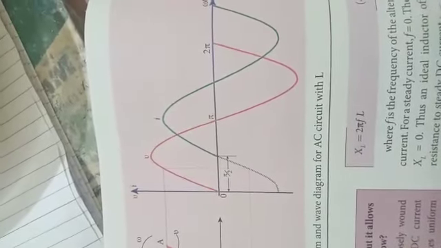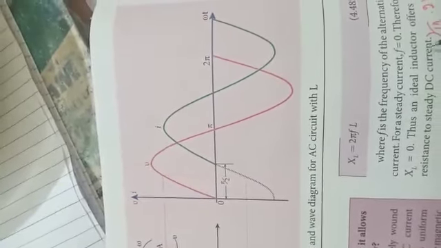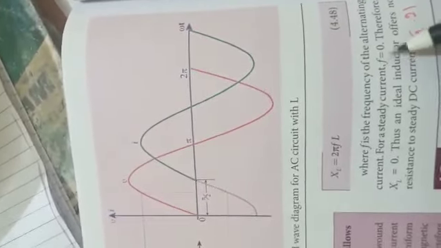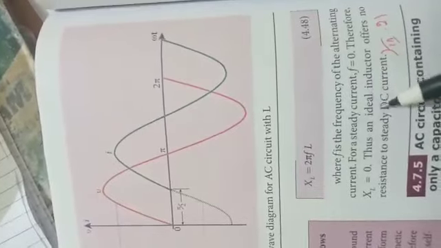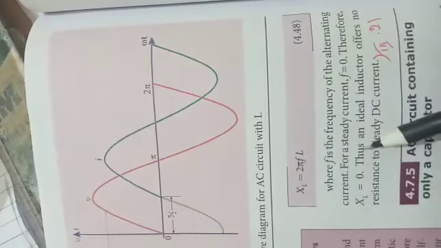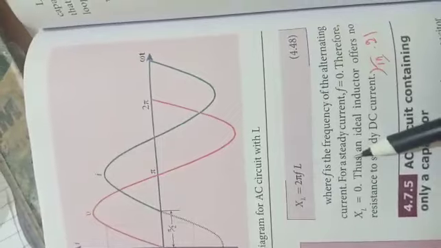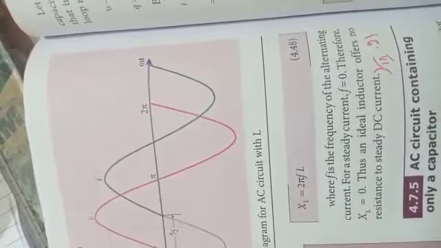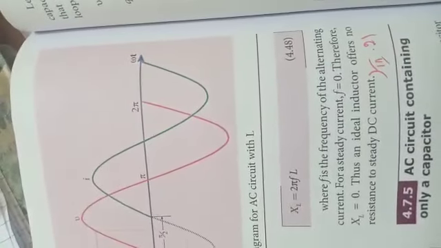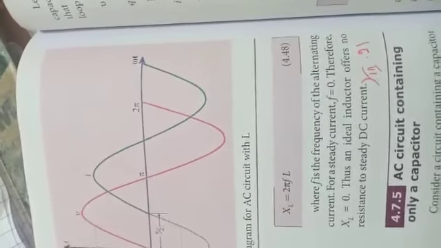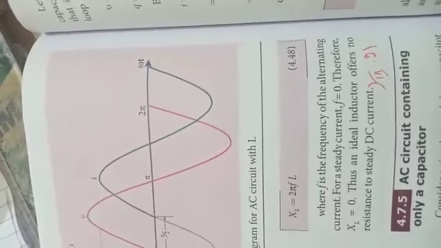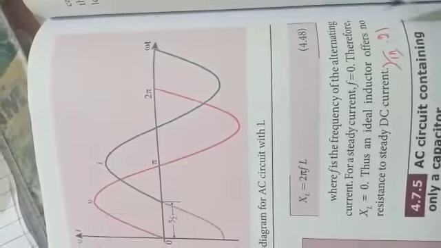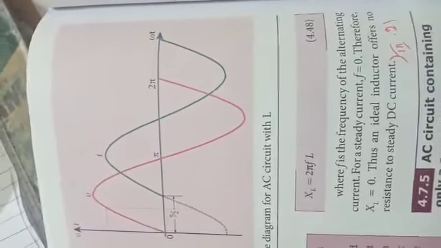For a steady current, that is DC current, there is no frequency, so the frequency will be 0. In this case, the inductive reactance XL will be 0. An ideal inductor has no resistance to the DC circuit, because in the DC circuit the frequency is 0.